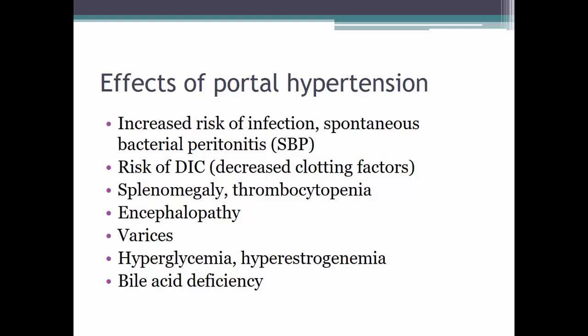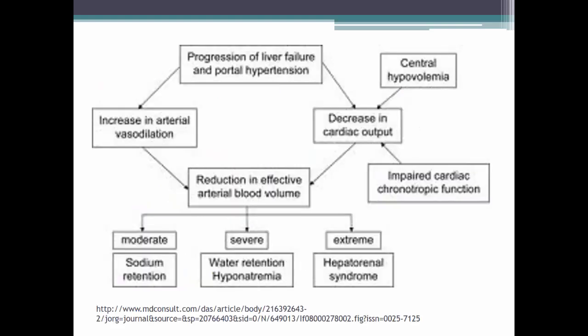Patients are at risk for disseminated intravascular coagulation, splenomegaly, thrombocytopenia, as I explained, encephalopathies, varices. Remember, the liver is in charge not only of lipid metabolism, but also protein and carbohydrates. So patients would have hyperglycemia, hypertriglyceridemia, and therefore hypoestrogenemia. That leads to changes in menstrual cycle, ovulation, as well as impotency in males. There's also bile deficiency associated with it.